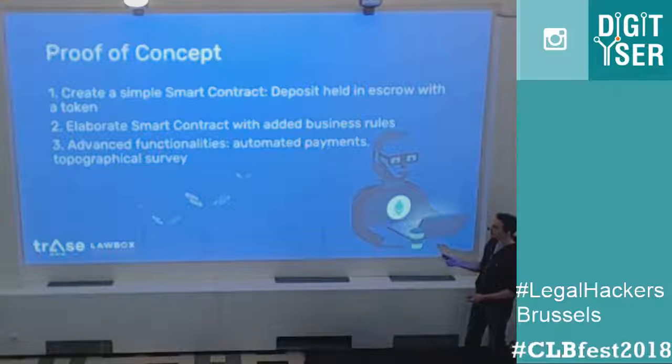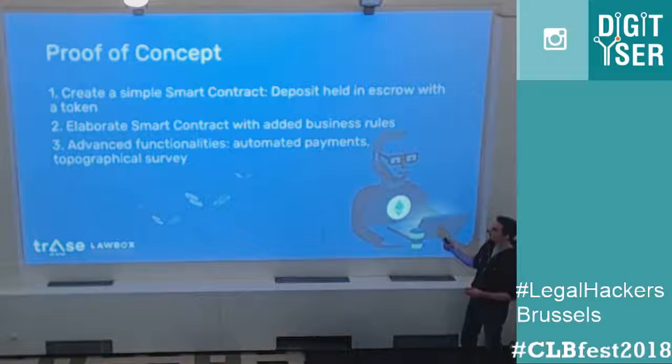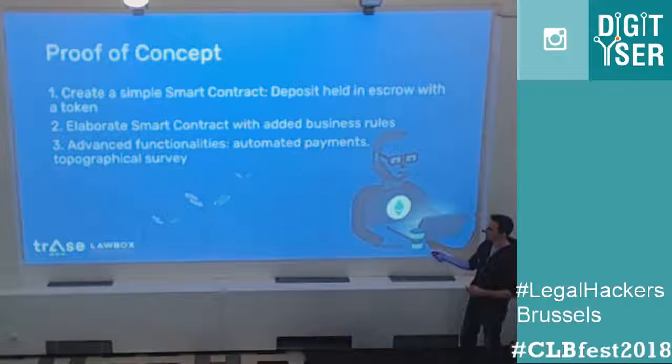With the office lease agreement of Lawbox, we decided to create a very basic smart contract. For instance, holding a deposit in escrow in a smart contract, and then releasing that when there's an end of a lease, or if there's a dispute, etc. This is quite a simple smart contract where there's not too much space for bugs or problems to come in. Afterwards, the second step is to add some more extra business value once the first version works, and then the final step is to add advanced functionalities like automated payments and topographical surveys.